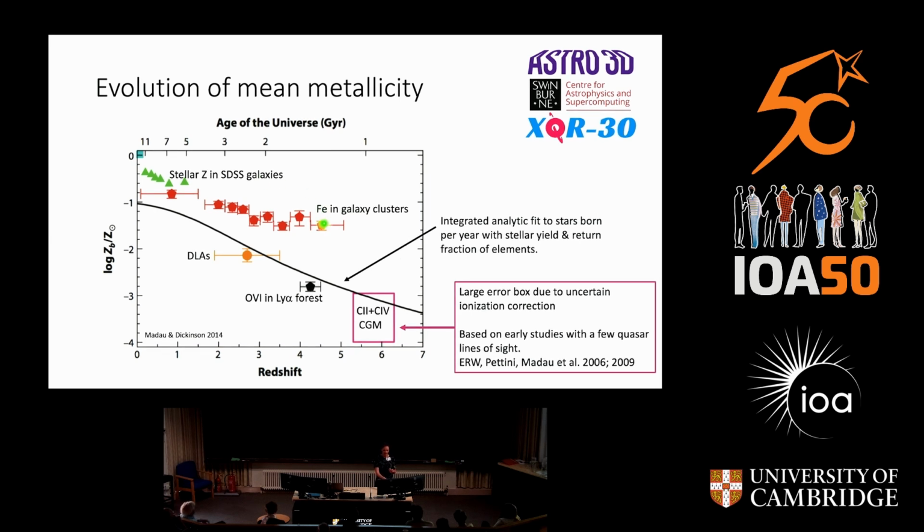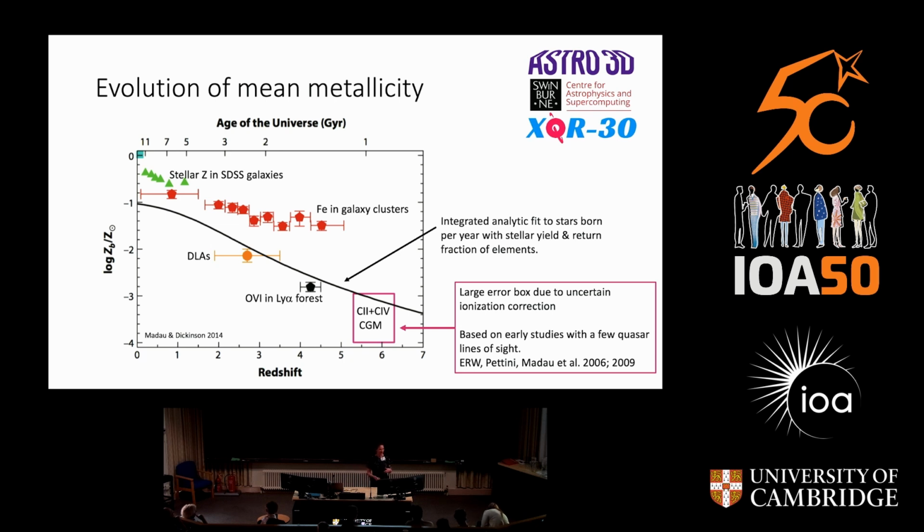Things like damp Lyman alpha systems, oxygen-6 in the Lyman alpha forest, and all the way out here looking at carbon-2 and carbon-4 absorption lines in the circumgalactic medium at very high redshifts, had quite a large error box on it. And this was work that was started 15 or so years ago when I was a postdoc here at the IOA, working with Max Bettini and Pierre Medal, looking at these very first SDSS discovered quasars at a redshift of 6 and looking along the line of sight using first light instruments on the VLT. And it was based on very few lines of sight for those very first quasars.